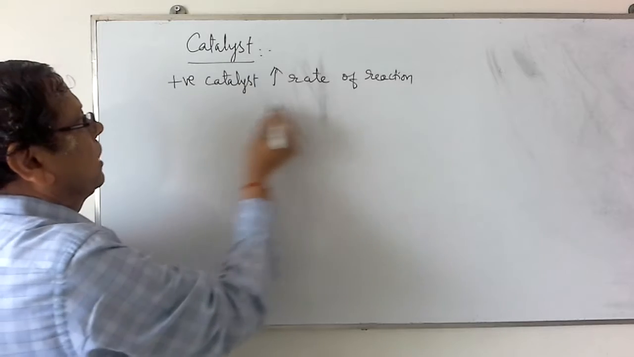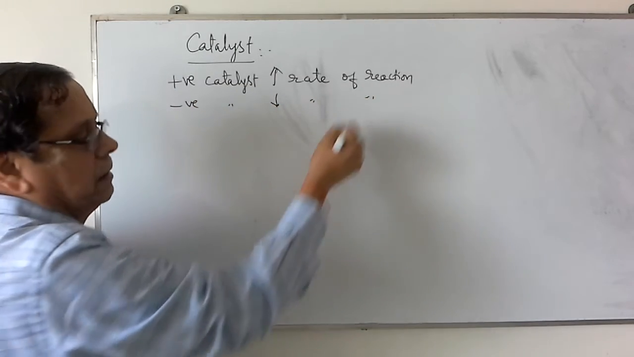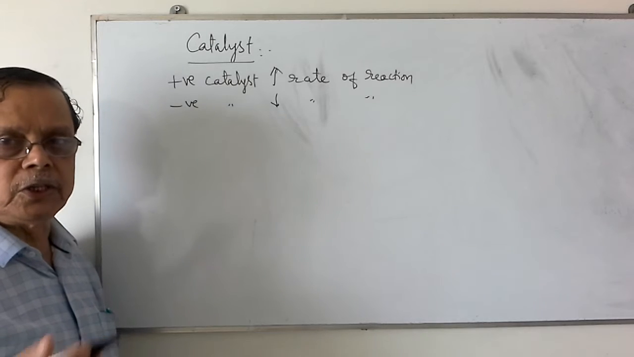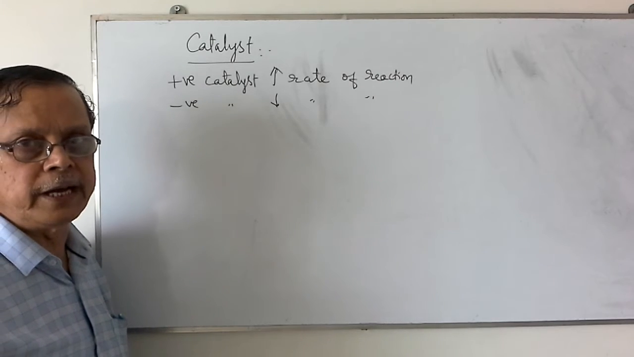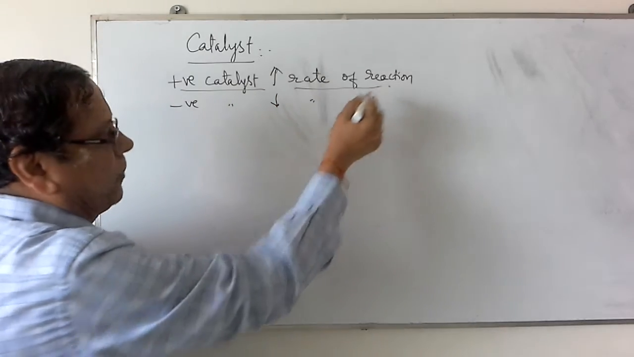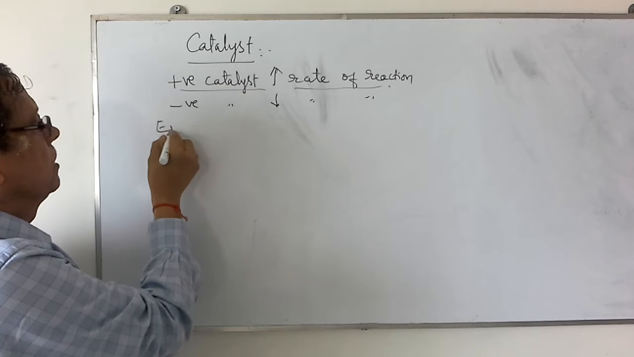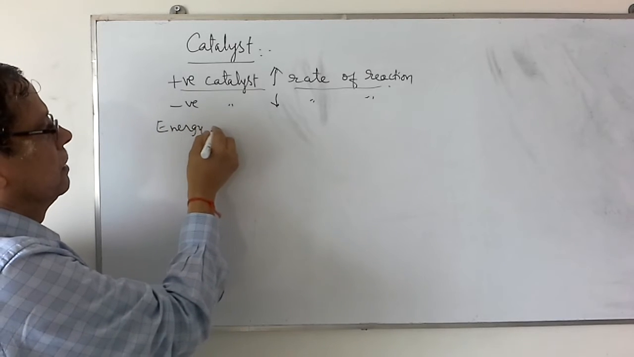While a negative catalyst decreases the rate of reaction. Of course, a positive catalyst also increases the rate of reaction. So to explain the effect of catalyst on the rate of reaction, we consider again this energy versus reaction path.